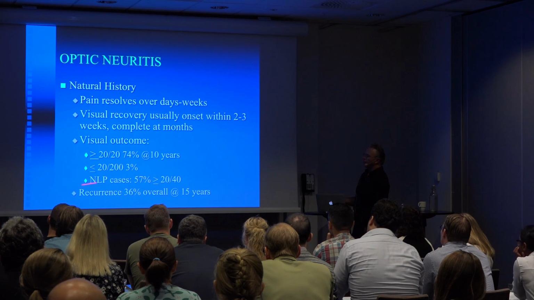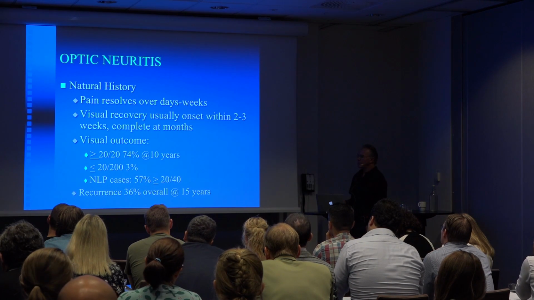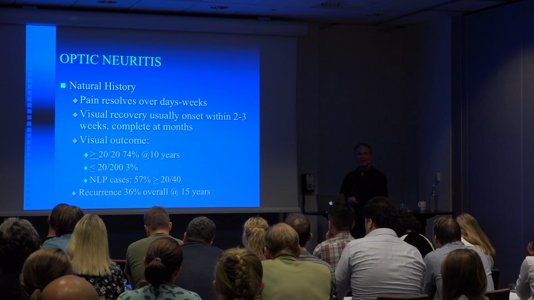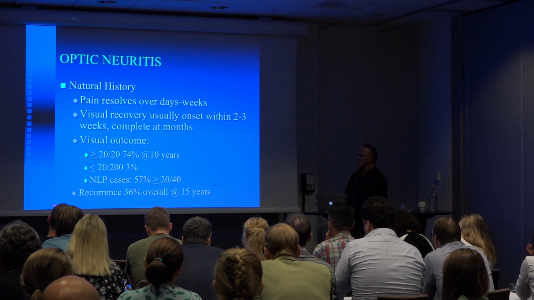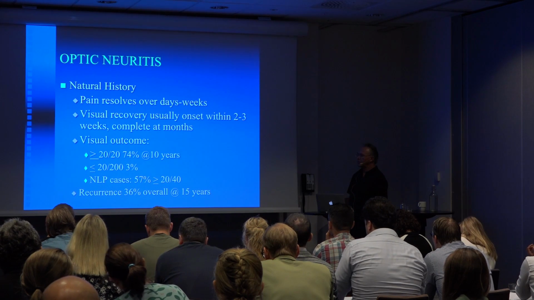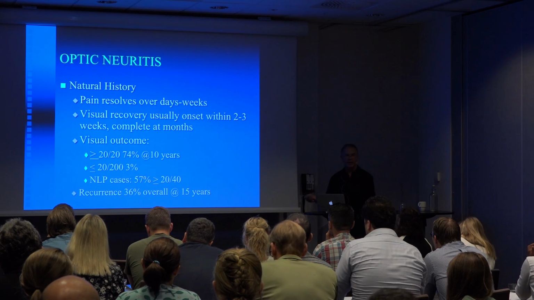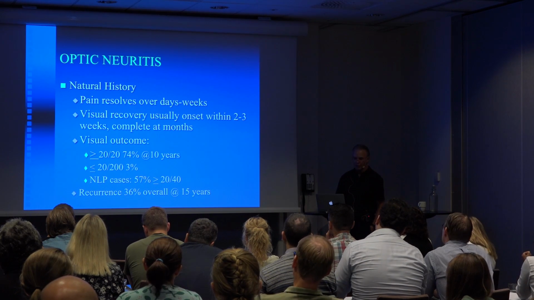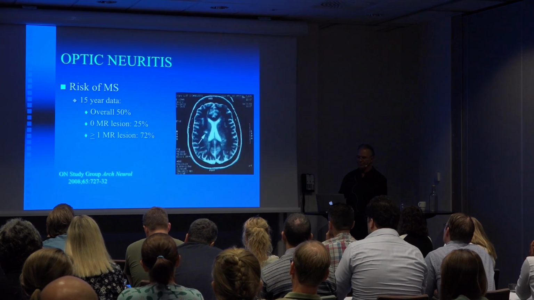And then the thing that everybody wants to know about, just like with ischemic optic neuropathy, the patients want to know, what's the chance this is going to happen again? So it's about a third, over 15 years, will have a second event in one eye or the other eye. So that's about the number that we usually use for recurrence of optic neuritis, untreated.